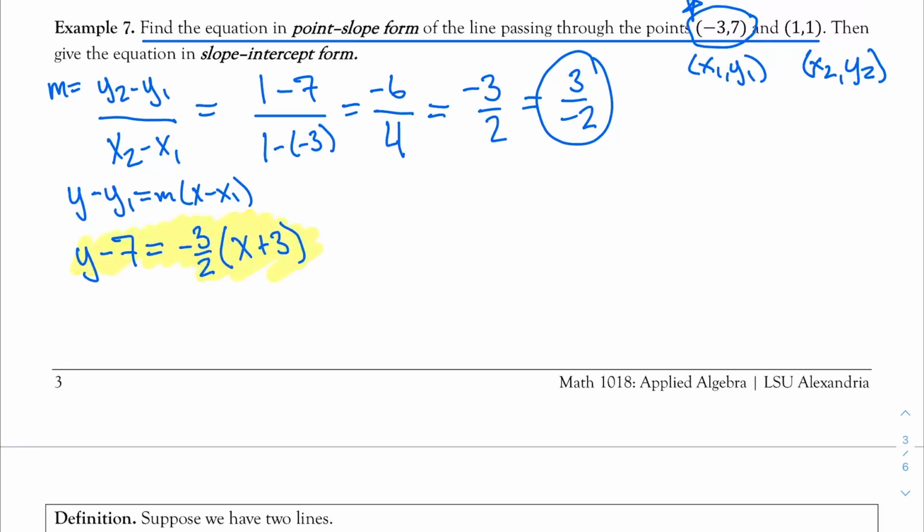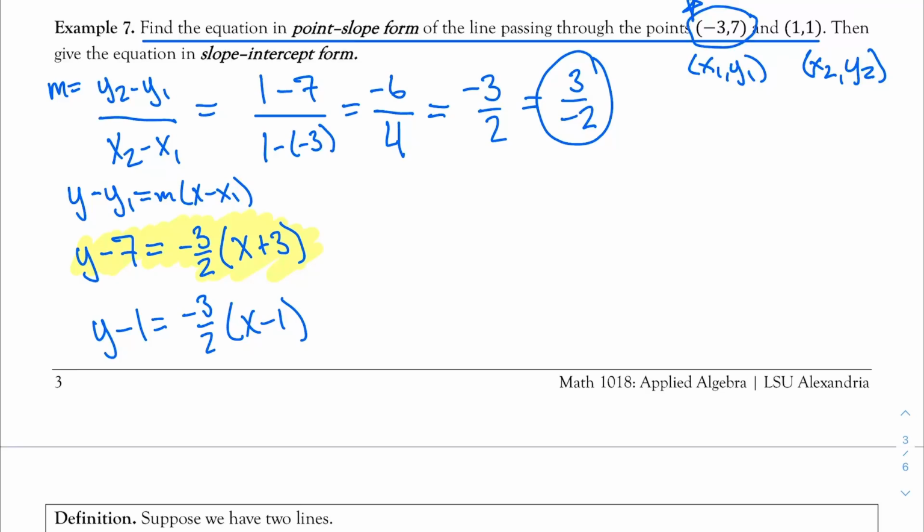One thing I want to point out is, here I chose negative 3, 7, but you could have also used the point 1, 1. Maybe you used y minus 1 is negative 3/2 times x minus 1. That would be a legitimate answer as well. My choice of point doesn't really matter as long as I choose a point that was given for us. So we're done with the first problem.